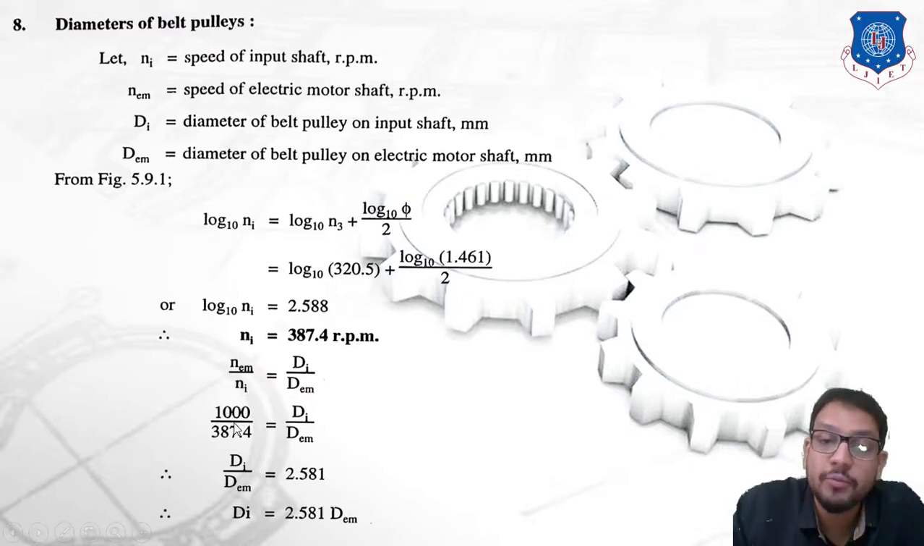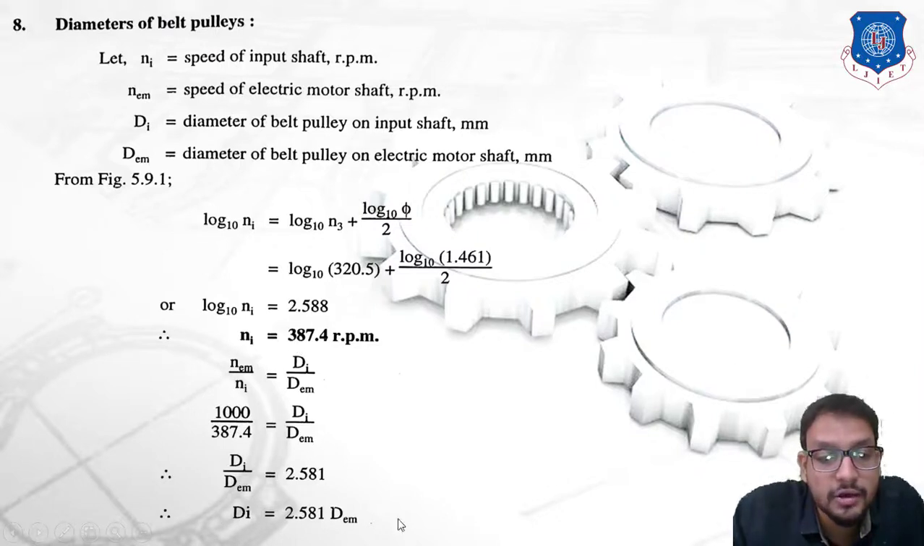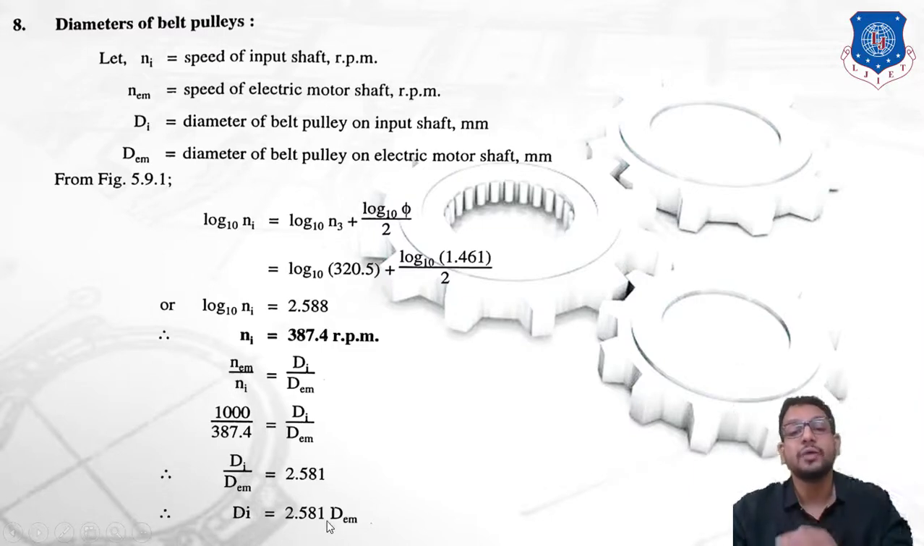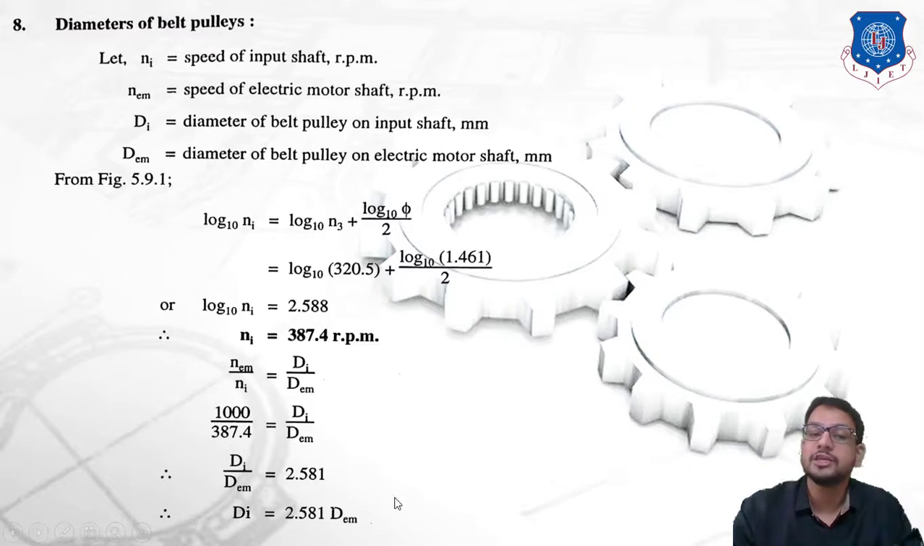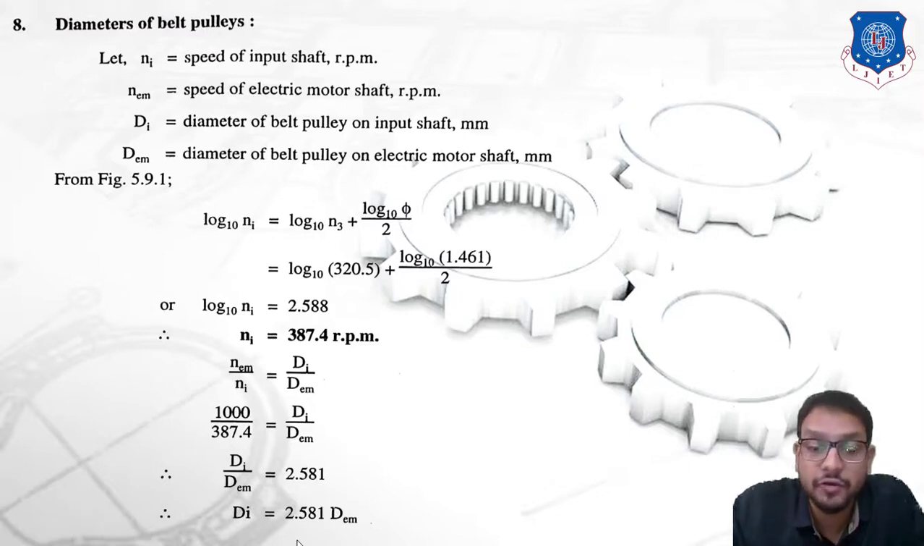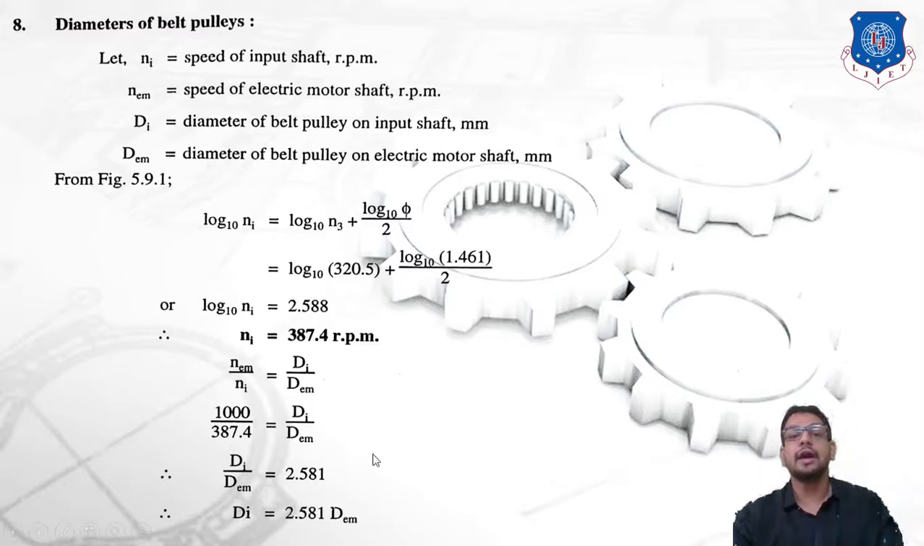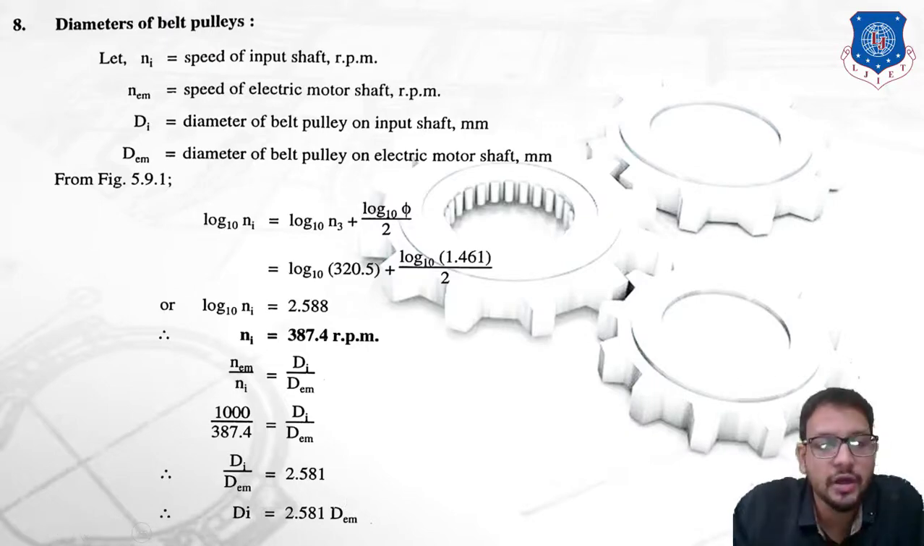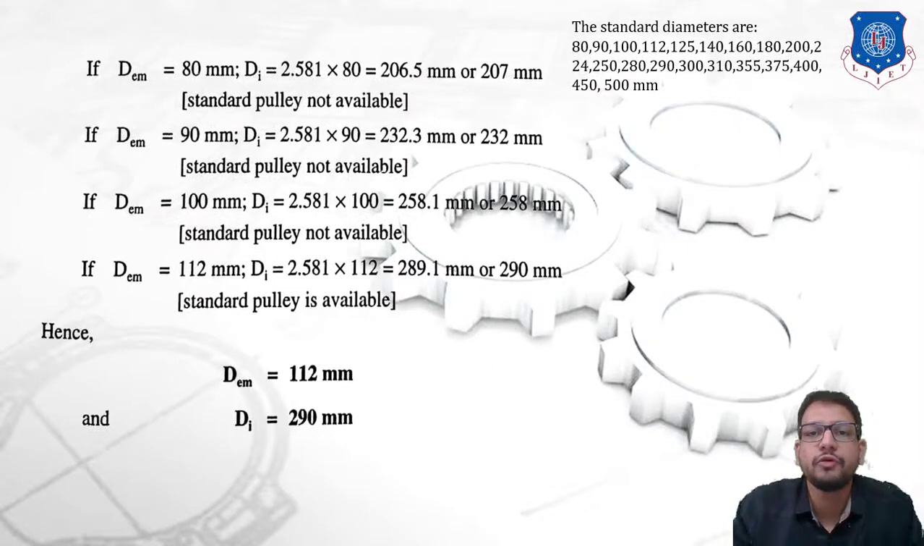Now in this equation, we already know nem is how much? 1000. Ni is how much? We have determined ni is 387. Okay, now we are going to see the ratio. So the relation is going to become di is equal to 2.581 dem. So we have found out the relation between the diameter of the input shaft pulley and the diameter of the motor pulley. Okay, now we are going to use this equation to determine the diameter of our pulley on the input shaft.